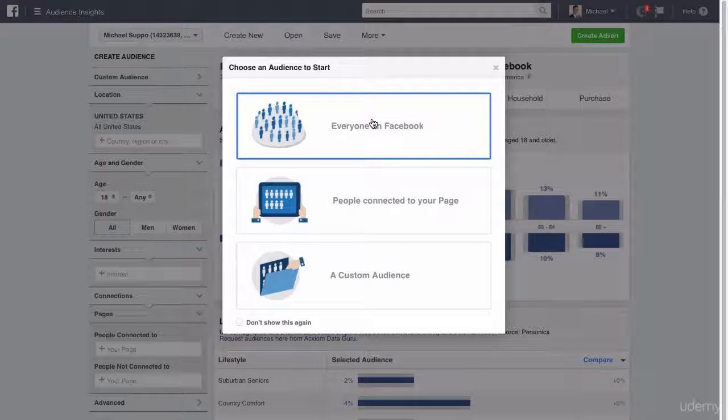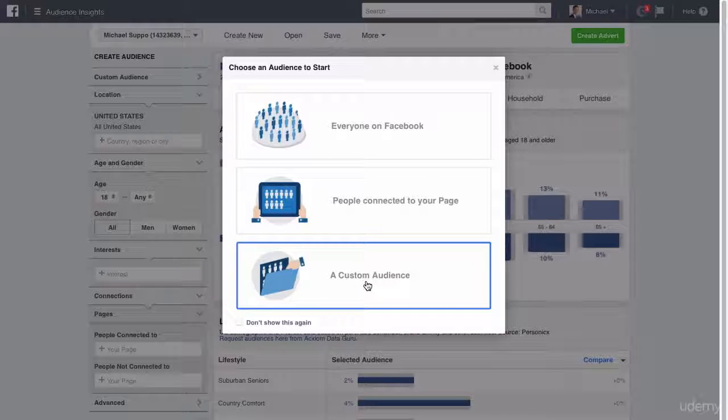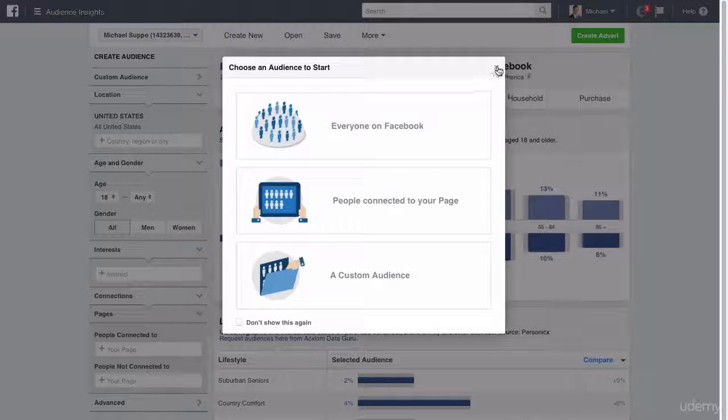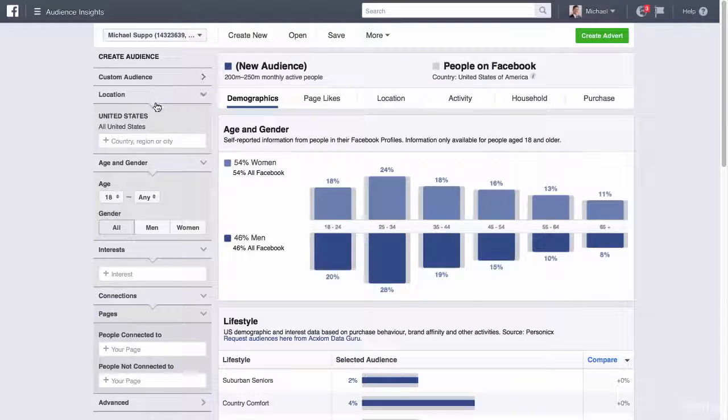And what we can do is input specific pieces of information, and Facebook will build an audience for us and tell us how well the audience will perform based on the information that you select. Okay, so this is what the screen looks like when you select Audience Insights. You can start with everybody on Facebook, people connected to your page, or a custom audience. What I recommend you do is just close this, go to the X, and we're going to build an audience from scratch. Okay, so the same drill, but with much more information than I've showed you already.